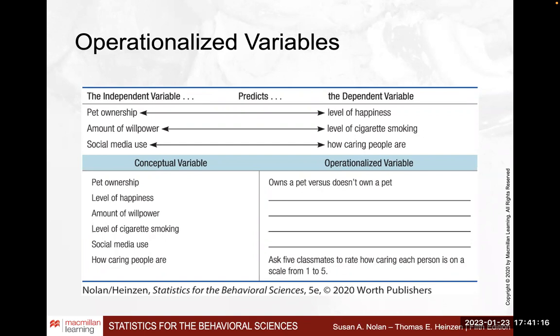Dependent variable, how caring are people? Independent variable, social media use. Are those that use social media more caring people? Might be a longer debate, but yeah. So this would be the way to approach this and operationalize these variables. So this is the operationalization.